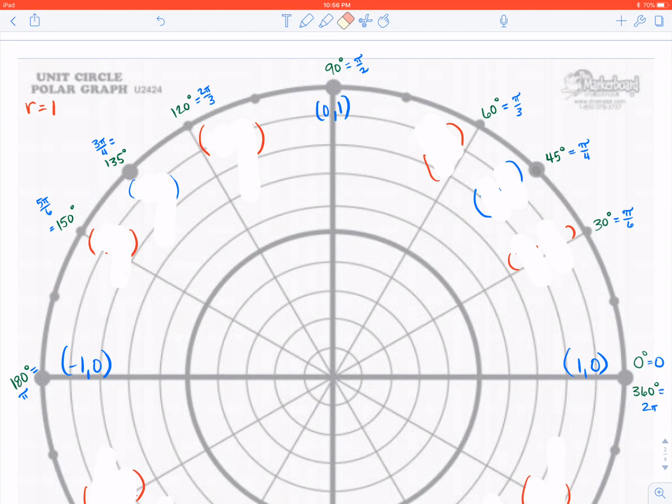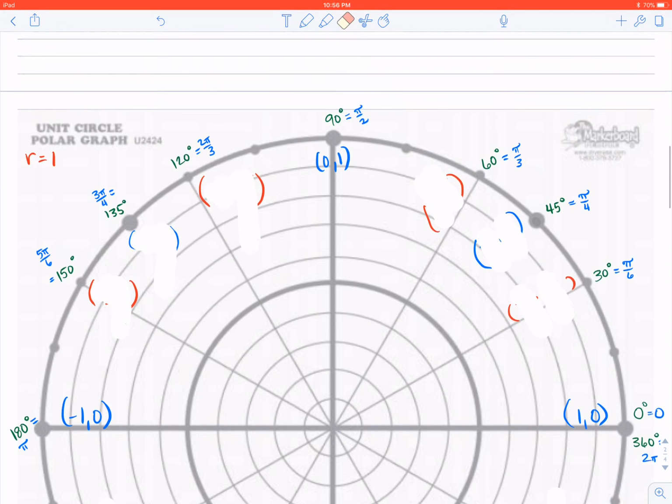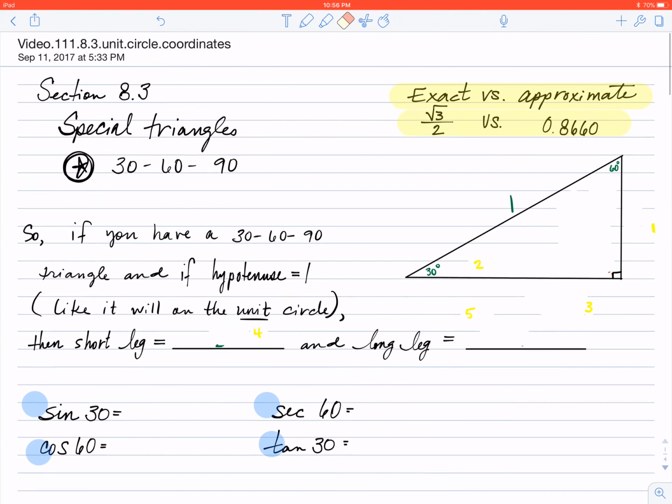Next, what I'd like to do is take a look at all of my spokes. This is going to be the places where I have either 30s or 60s, any kind of pi over 3 or pi over 6 positions. In order to talk about this, let's go back up to the top where I have a 30, 60, 90 triangle pictured for you here. Notice that the hypotenuse is 1, and the reason is because this is going to become the radius on the unit circle, which is also 1. So I'm going to be matching this up.